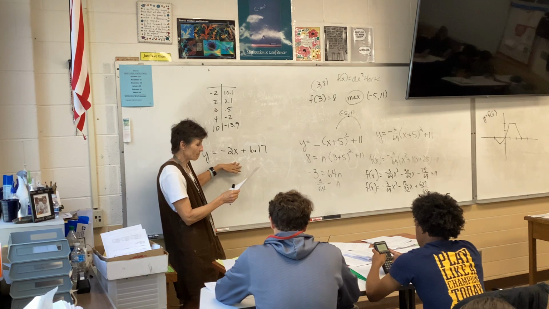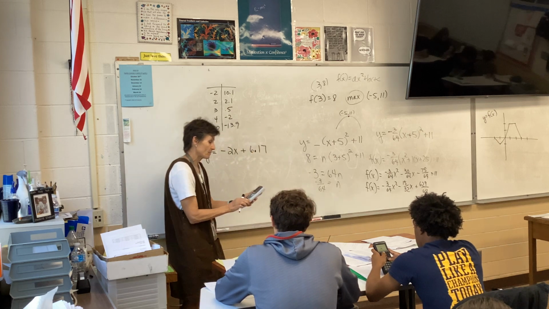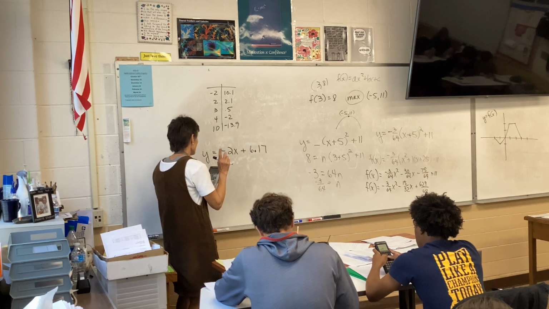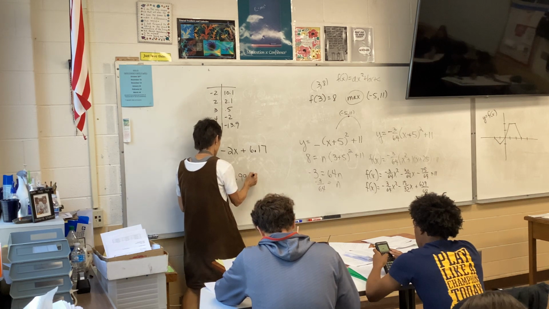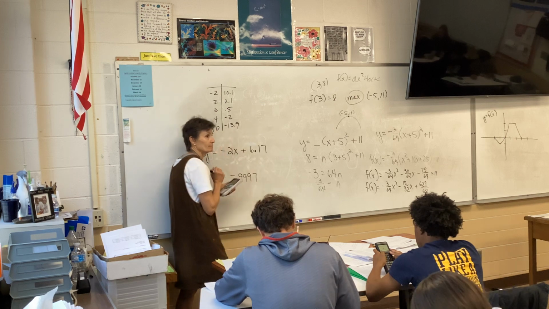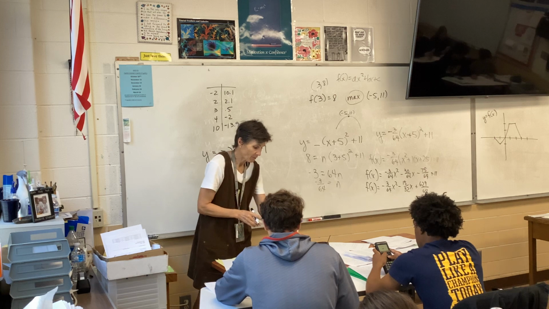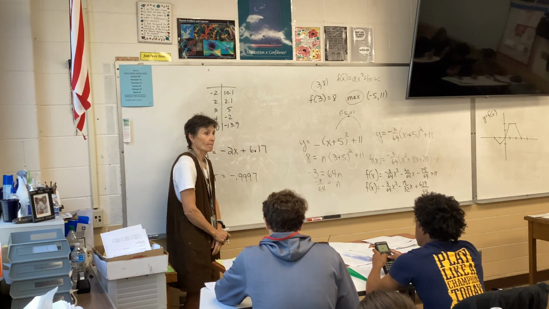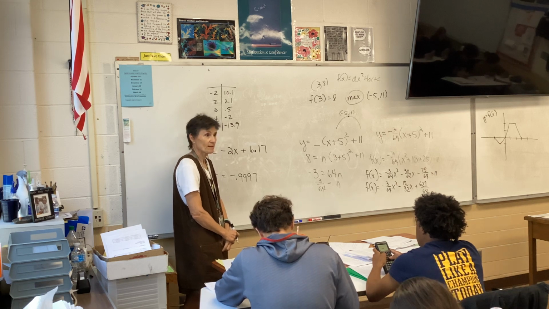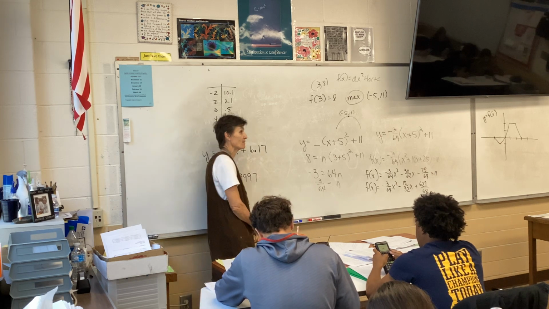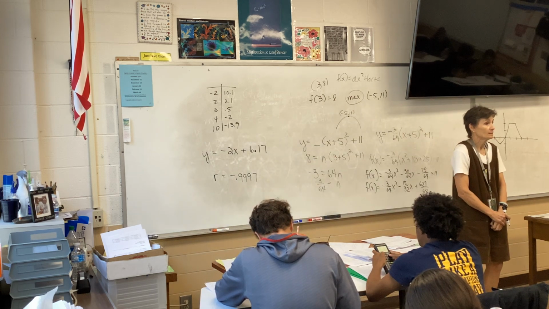Now, the second part says, describe the linear correlation. Okay? Now, my R value is negative 0.9997. Tell me about that. So very, very strong negative correlation, that's right. So it's a very, I love it. She said very twice. Very, very strong negative correlation.